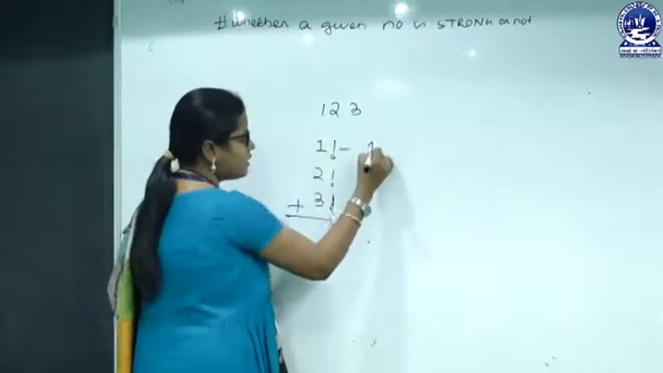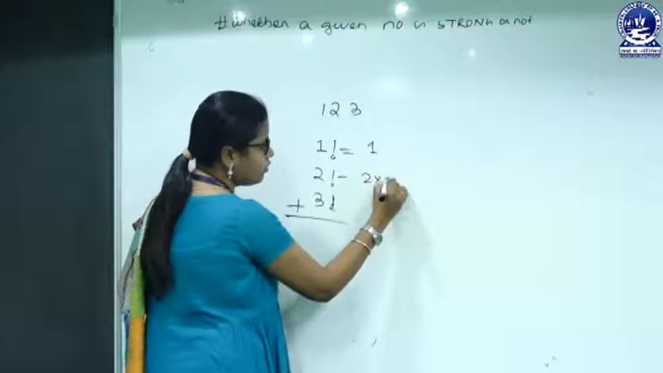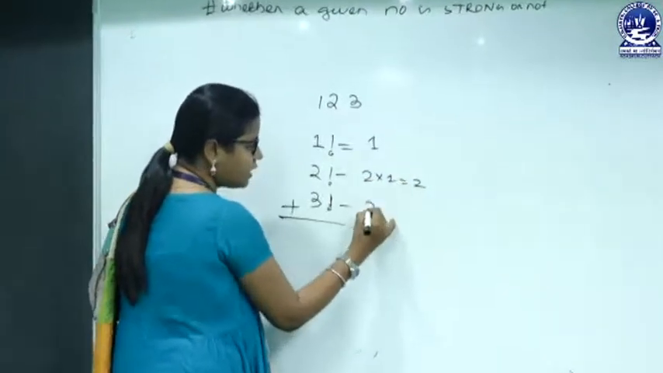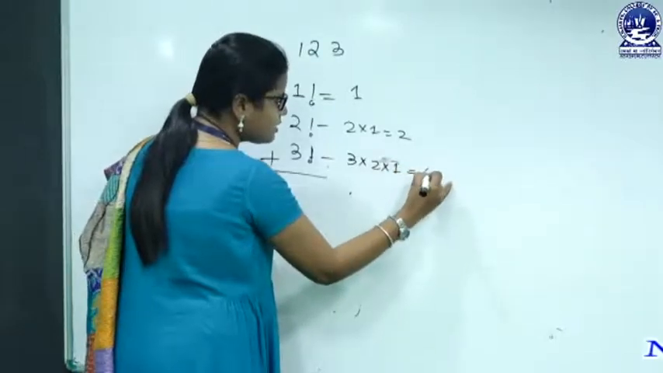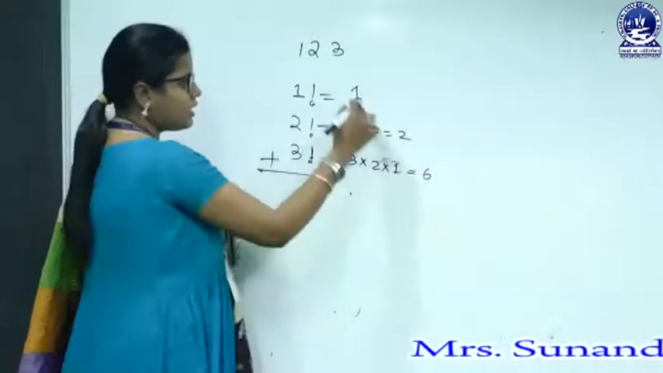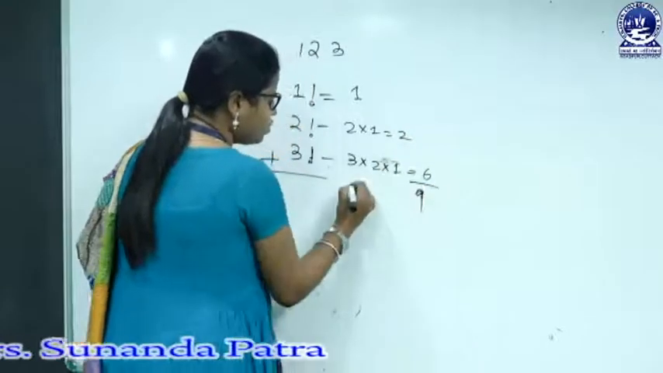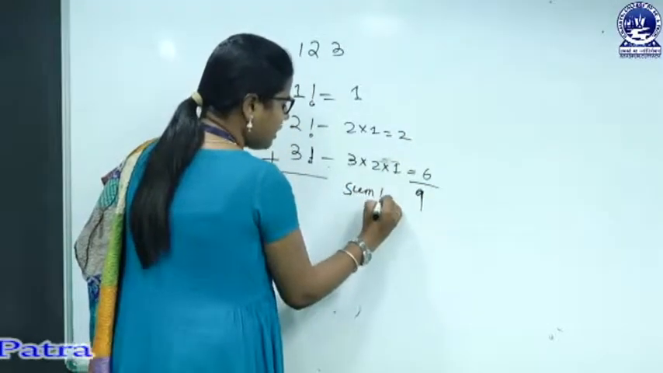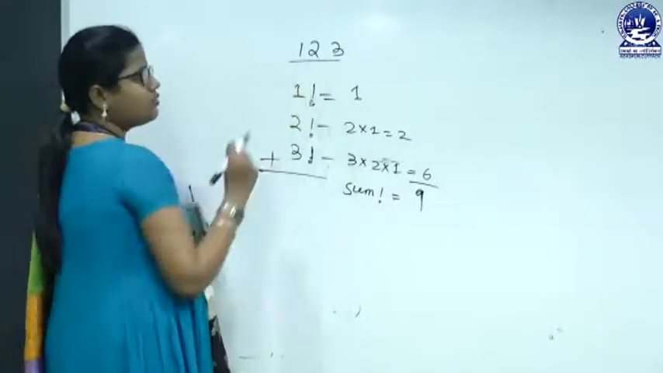So what is 1 factorial? That is 1. What is 2 factorial? That is 2 into 1, that is 2. 3 factorial, 3 into 2 into 1, that is 6. So what is now 6 plus 2 plus 1, that is 9. So the sum of factorials is equal to what? 9.